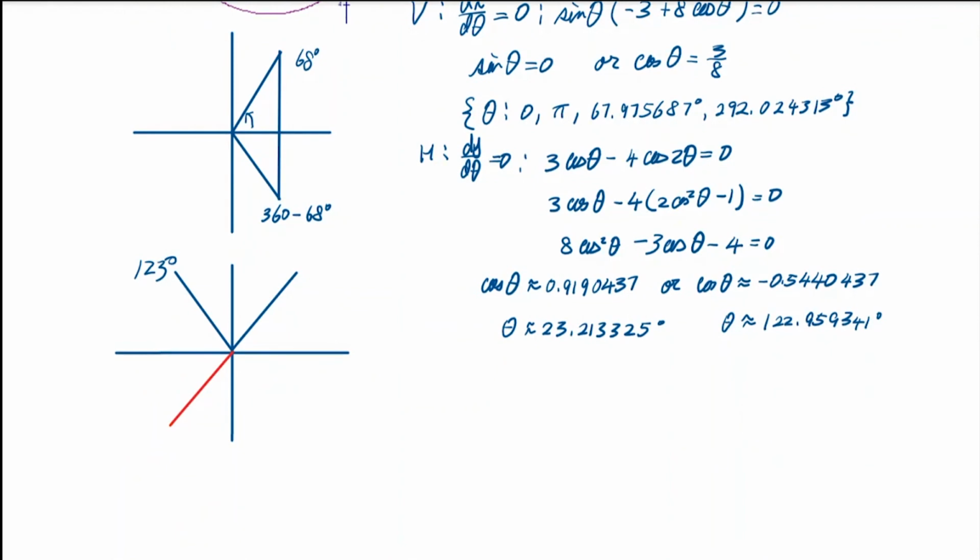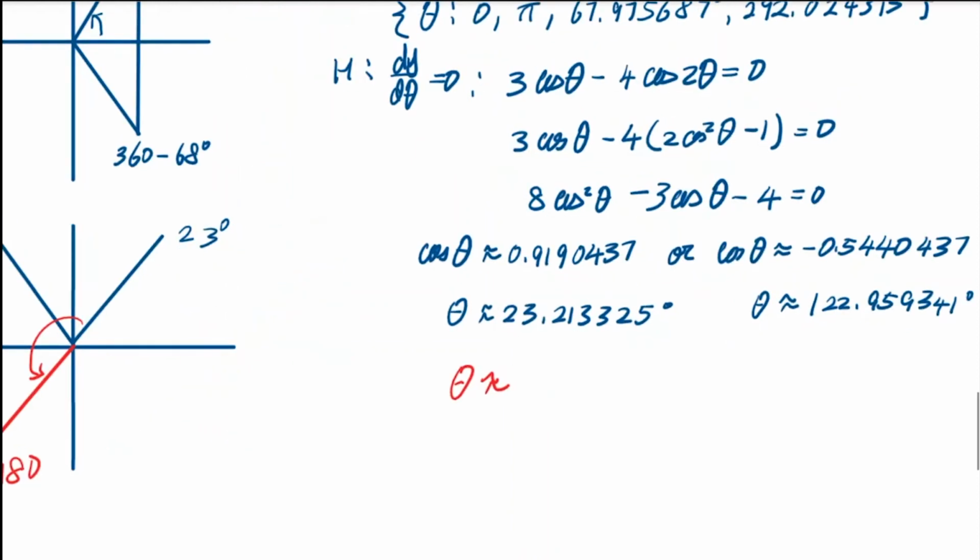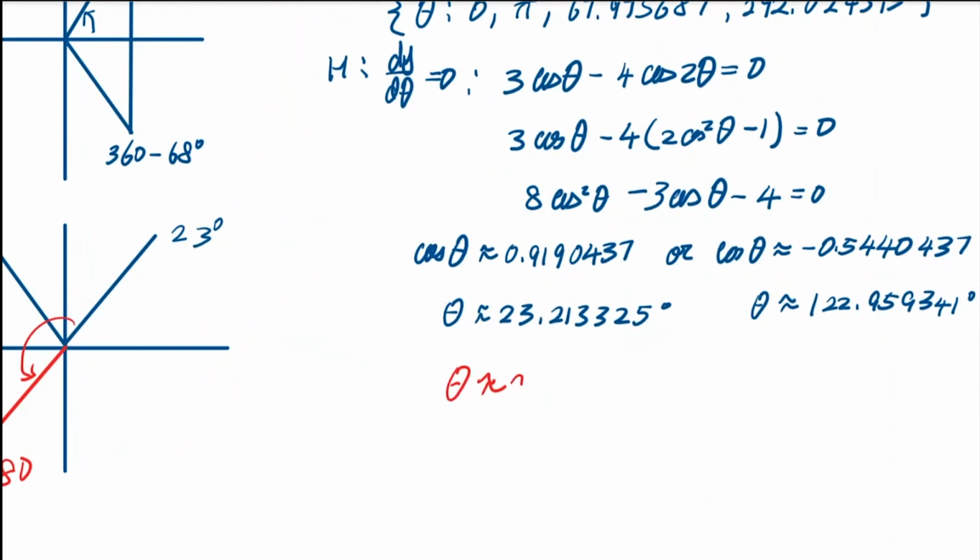So this is 23-ish, which is not the correct answer. So how would you calculate this one? The red line. Do you see this has to be 23 plus 180 now? Like that? Right, so this is kind of deceiving. This is not the real answer. The real answer here is this thing plus 180, so we have 203.213325. How about that? That's the real answer.